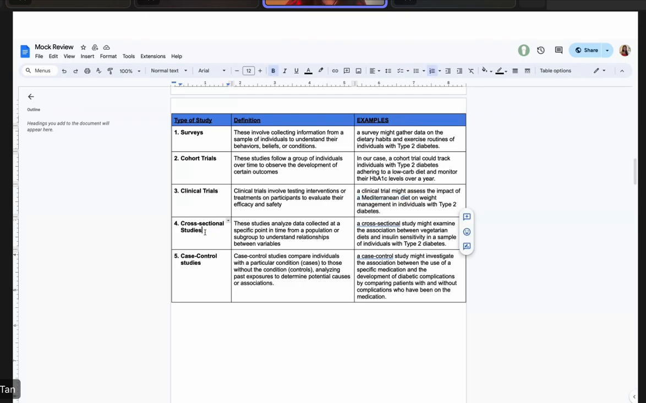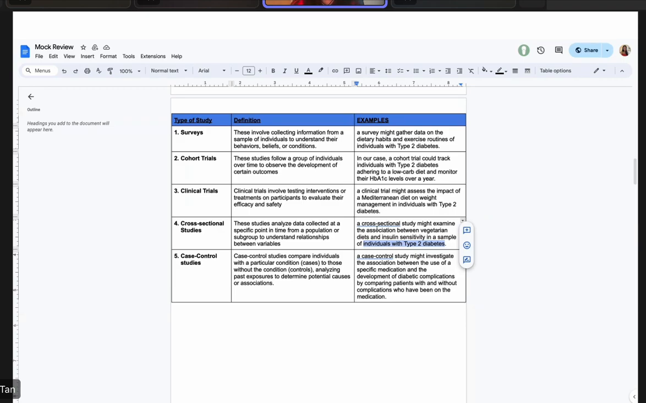Okay, and then you have your cross-sectional studies. So these studies analyze data collected at a specific time point from a population or subgroup to understand relationships between variables. So a cross-sectional study might examine the association between vegetarian diets and insulin sensitivity in a sample of individuals with type 2 diabetes. So a cross-sectional study, it's more about associations. They're trying to figure out, if you do this, would you have this? So in this example, if you have a vegetarian diet, would you have better insulin sensitivity if you have type 2 diabetes?